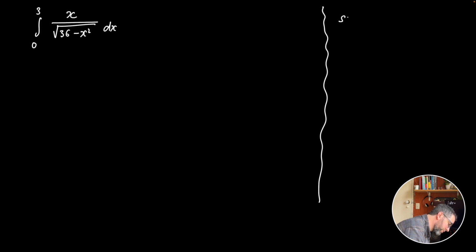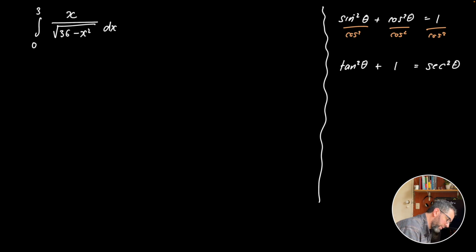What underlies what we're going to be doing here are these trig identities. You're hopefully happy with the idea that sine squared theta plus cosine squared theta is equal to 1. And if you divide that through by cosine squared theta, that gives you a slightly different identity: sine squared over cosine squared is tan squared theta, so tan squared theta plus 1 equals sec squared theta.